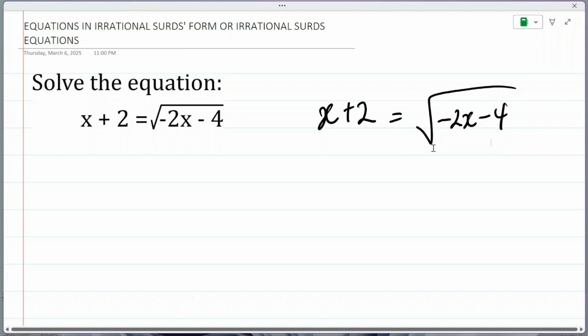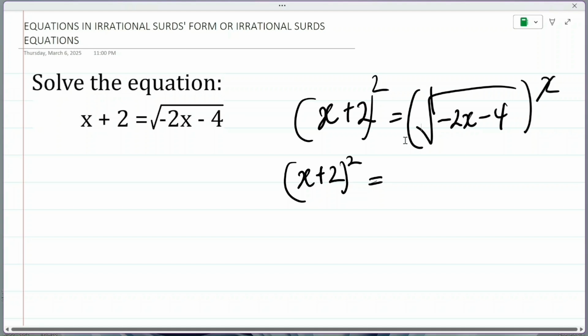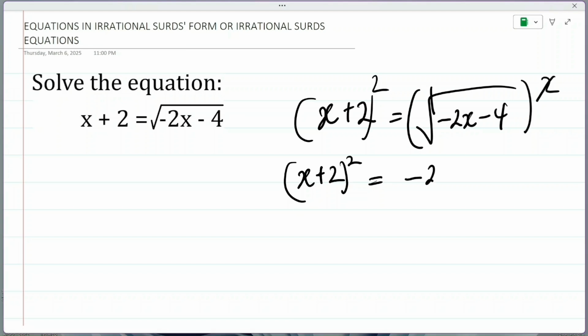Since we can't find the square root of the algebraic expression under the square root, we square both sides. So we square this and this. So you have (x plus 2) squared equals, here the square cancels the square root. That's why we squared both sides. So you have minus 2x minus 4 left.